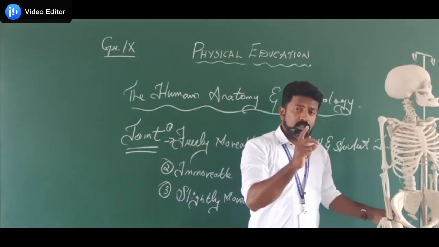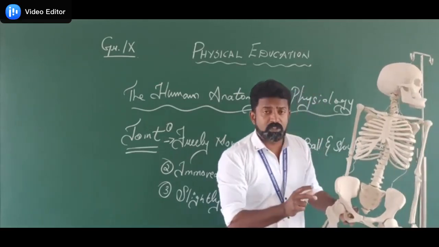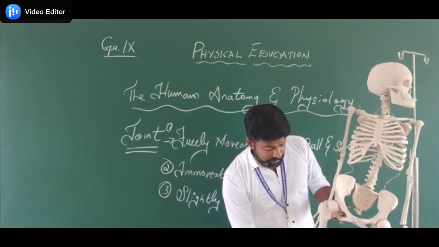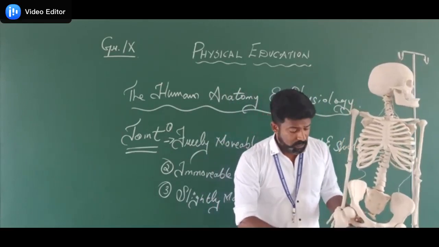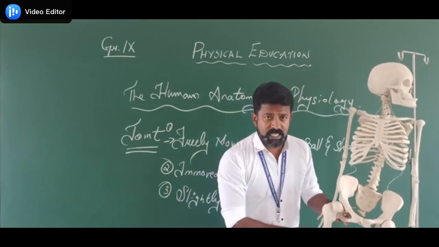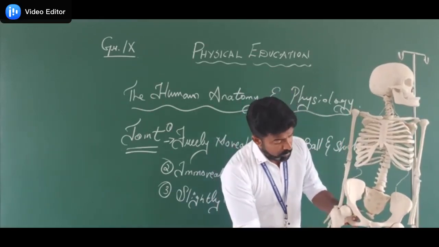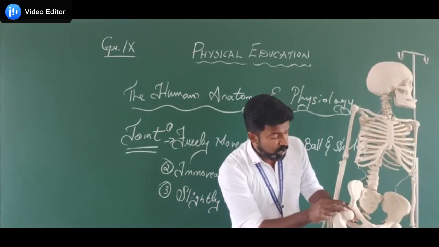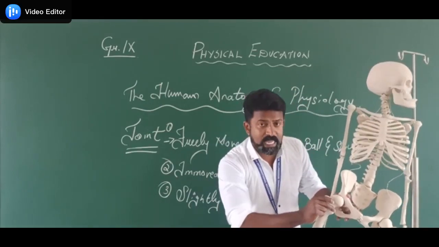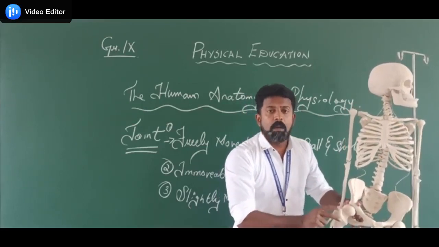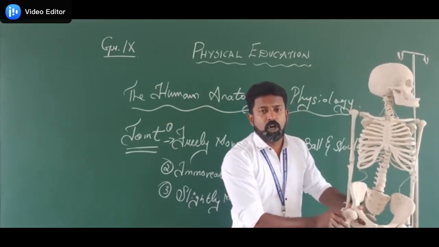Another example for the ball and socket joint is the leg limb. The thigh bone, the longest bone in the human body, is fixed to the pelvic girdle where you have a socket. You can see the socket line where it is fixed in. So this is called a ball and socket joint.